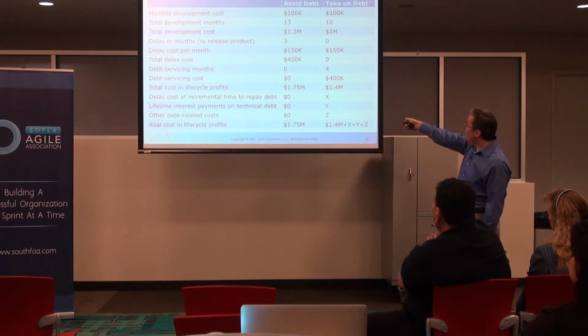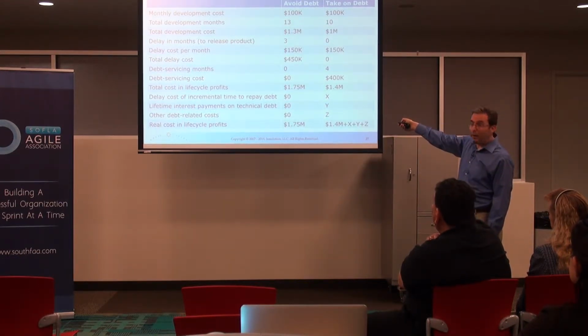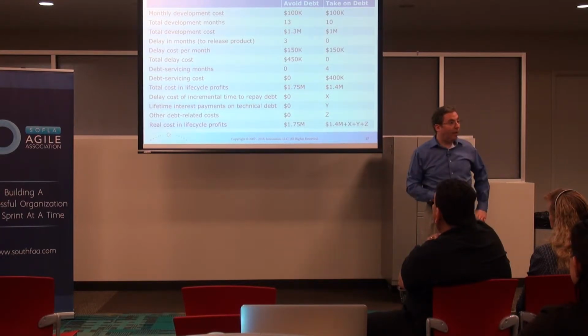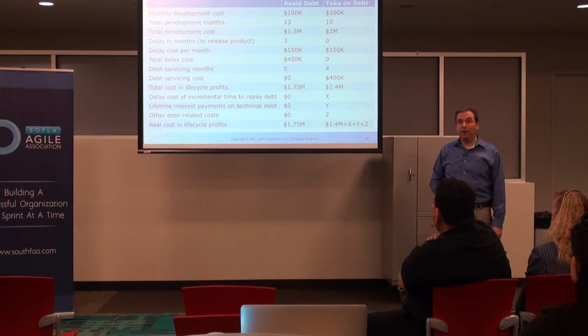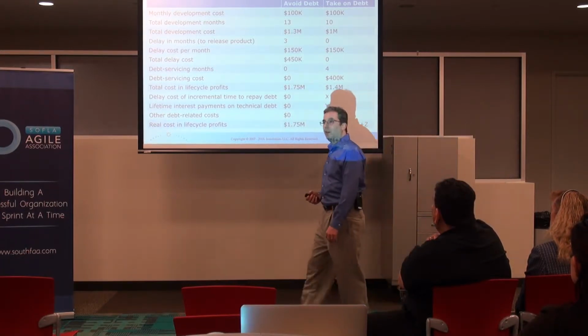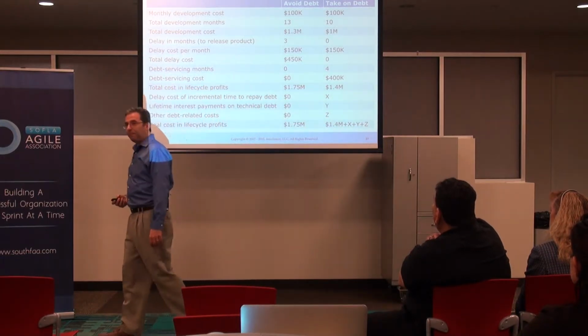Because take on the debt, I'm at 1.4 million of cost here. I have 1.75 million of cost there. So obviously, it's $375,000 better to just take on the debt. And so they do. But what they're not taking into account are the X, Y, and Z, right, that are in this chart.